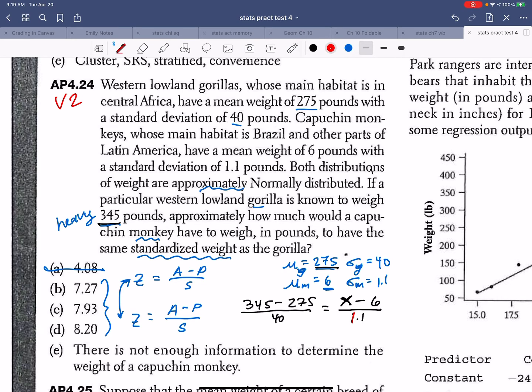So now using our Lynch swap, I'm going to move this up here, right? So 345 take away 275 is 70. So 1.1 times 70 divided by 40 is equal to x minus 6. Okay, so I get 1.925 is equal to x minus 6. So I'm going to add 6 on both sides, and I get 7.925, which rounds to C. And that's our answer. Nice work, guys.